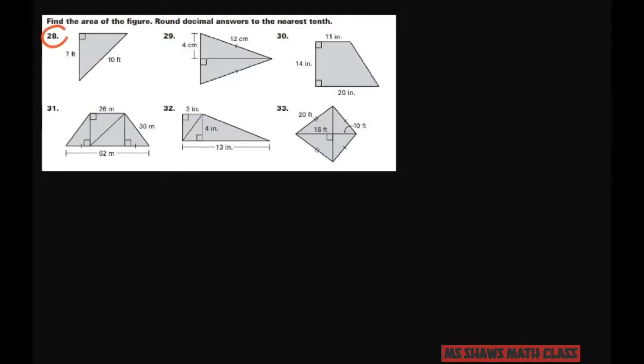We want to do 28 first, and our area is 1/2 base times height. So what we have to find is this base. We have our height and our hypotenuse. So we know that c squared equals a squared plus b squared. In this case, we already have our c squared. So what we want to do is write this as, let's call this a. So our a squared equals c squared minus b squared.